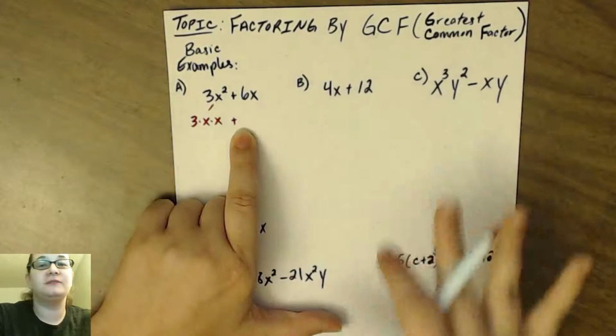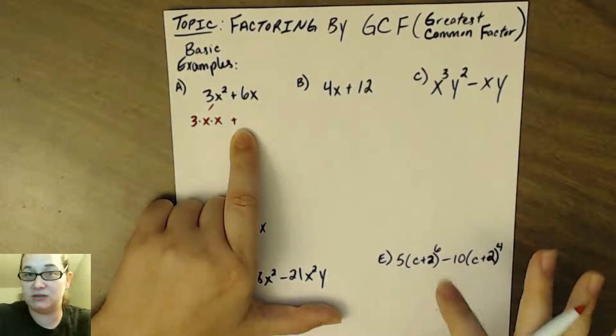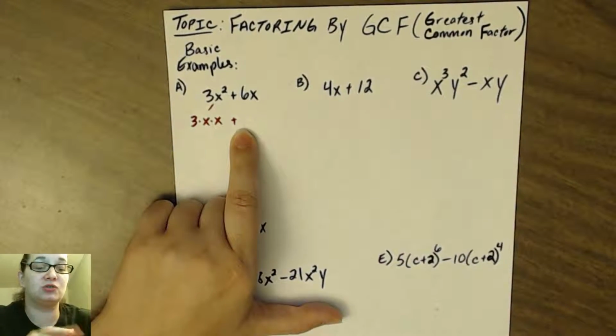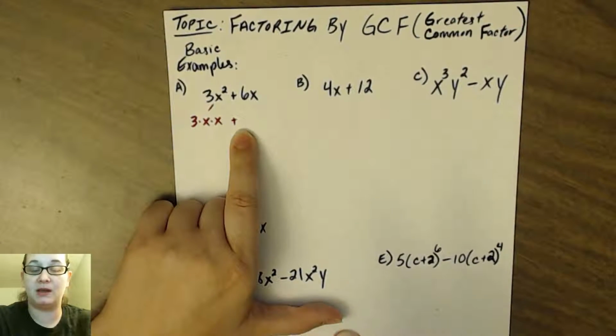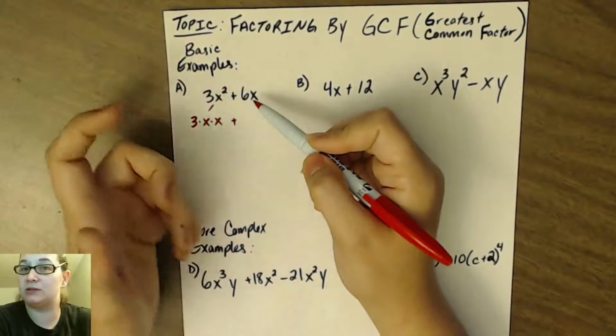With all of factoring by GCF, what I usually tell my students to do is to take it in 2 parts. First, you want to look at just the coefficient, or just the numbers, and figure out what the numbers have in common. And then you're going to look at the variables. So when I'm breaking this down, I always just want to look at the number first.